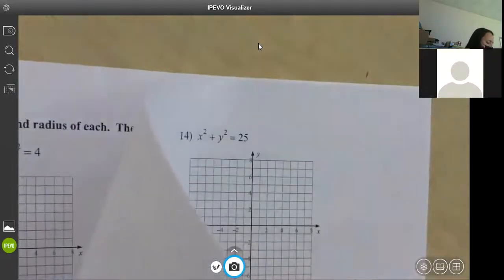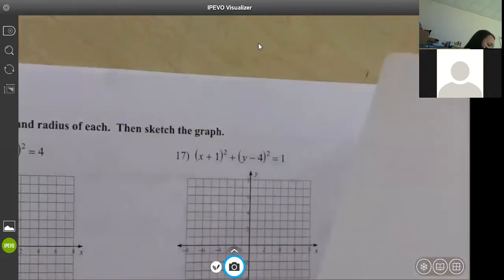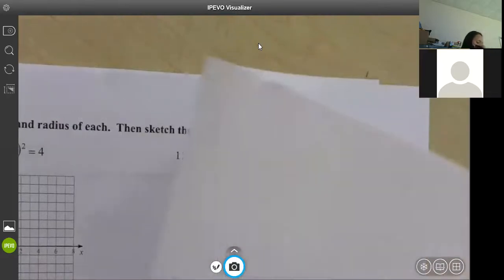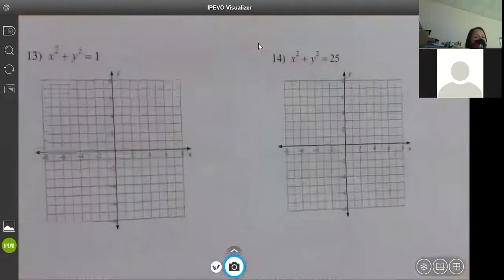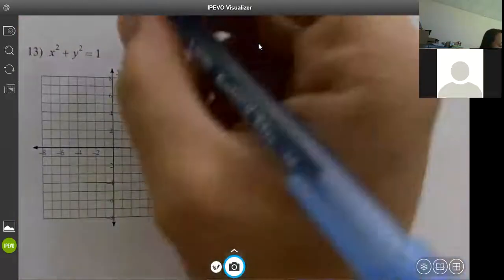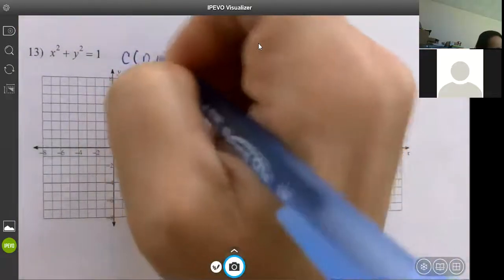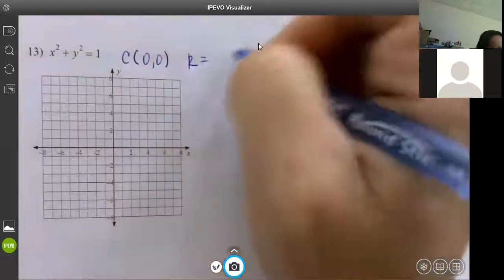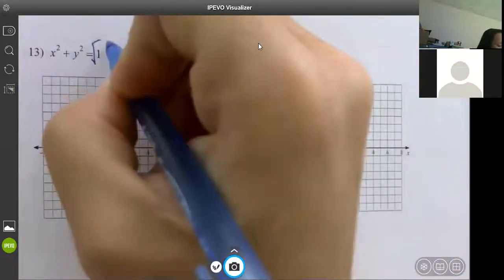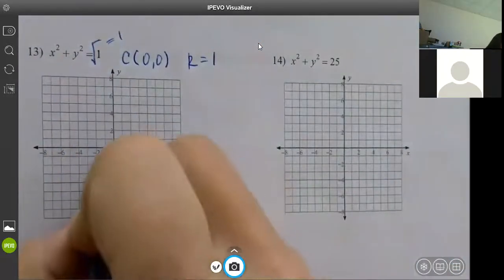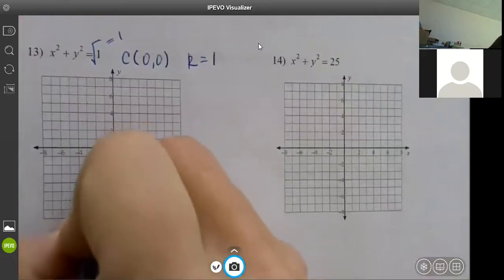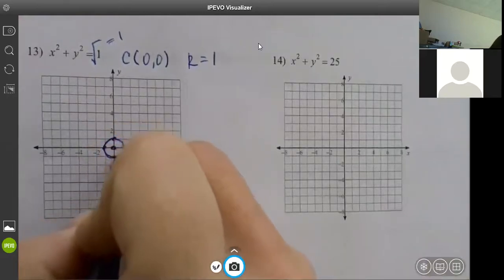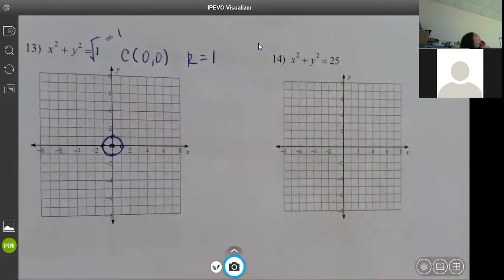We're going to do 13, 14, 15, 16, 17, 18, and then we'll go back, okay? Because these are all the same ones. So look at this one. Where's your center on 13? What's your radius? 1. Again, we take the square root and it equals 1. So center, up, down, left, right, 1. See how much prettier that little circle is?